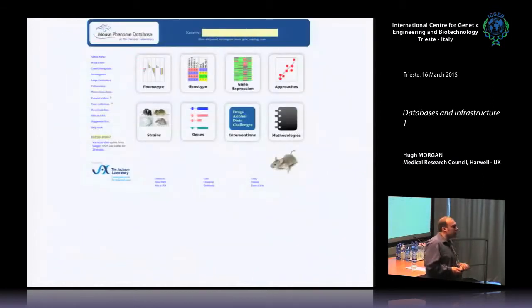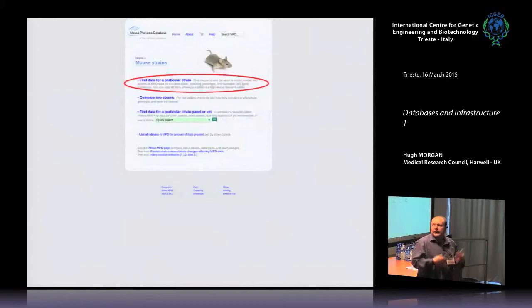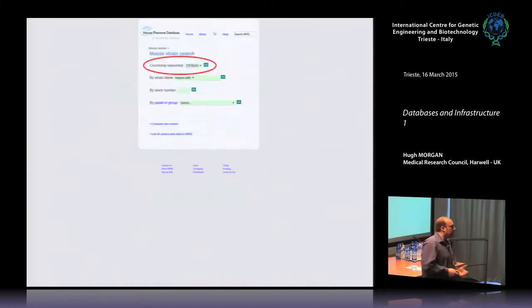Again, there's an awful lot on this website. Can't go through it all, but I'm going to show you an example. If one was interested in a particular line which you might have in your laboratory, you might be interested in how this line in a particular phenotypic area is relative to other ones. So I'm going to select the strains link on this website, and I'm going to find information about a particular strain. And here's an interface where I can select a strain.